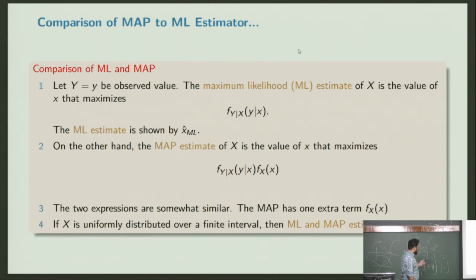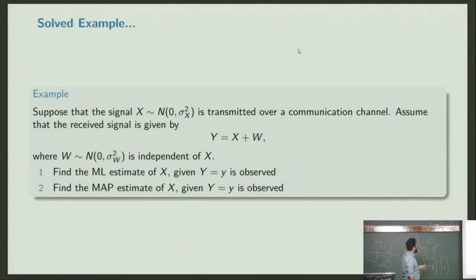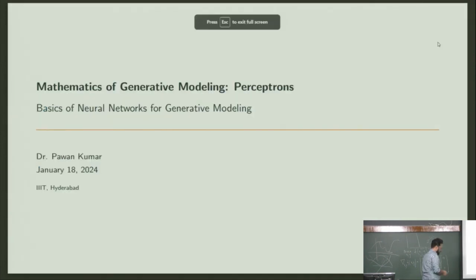So that will be all, and then there is an example also. I will try to post this example, and then you may try to find out the MAP estimate and so on. So okay, I will stop here with the statistical estimate, and then I will go to the basics of neural network.